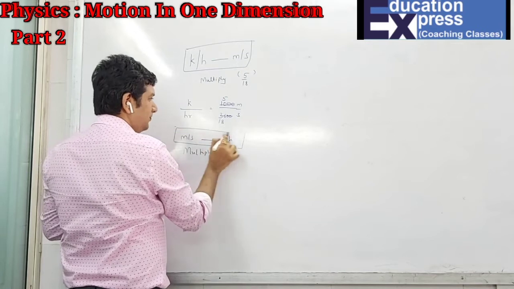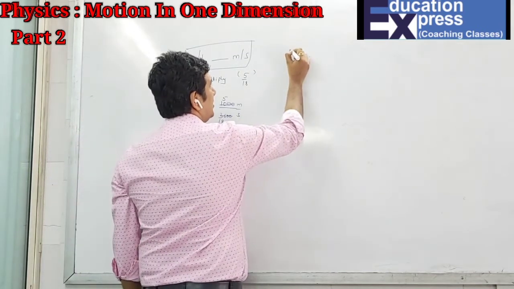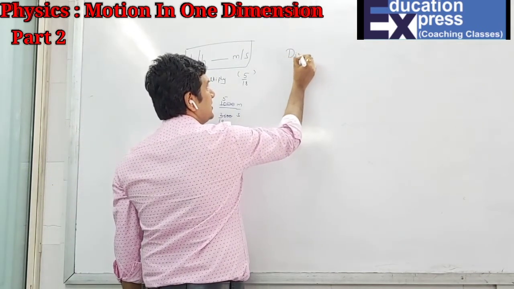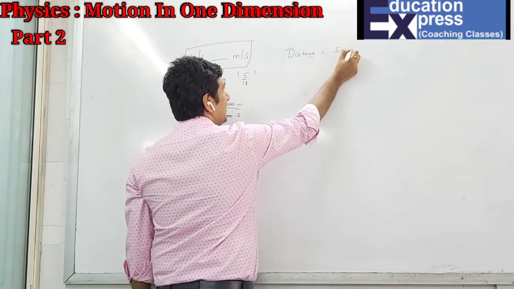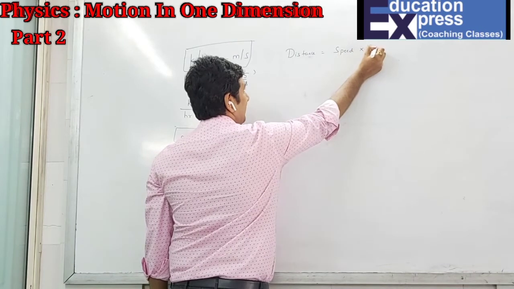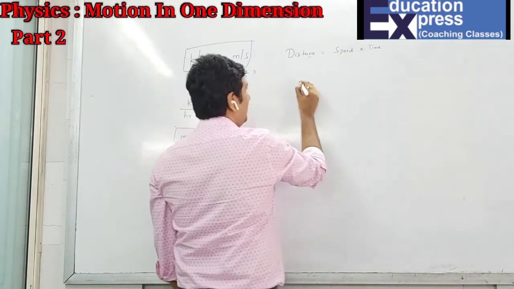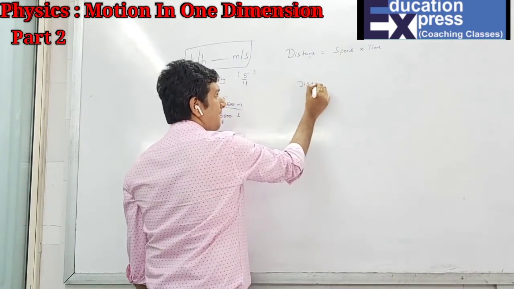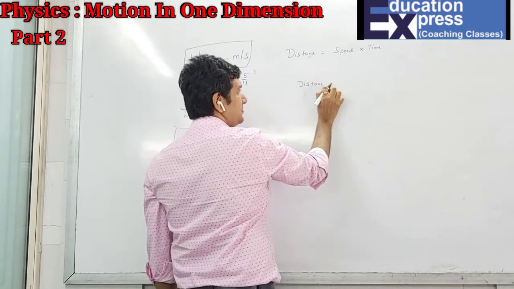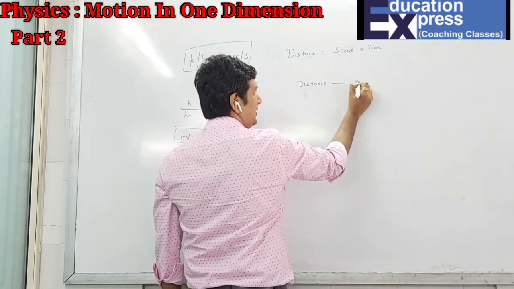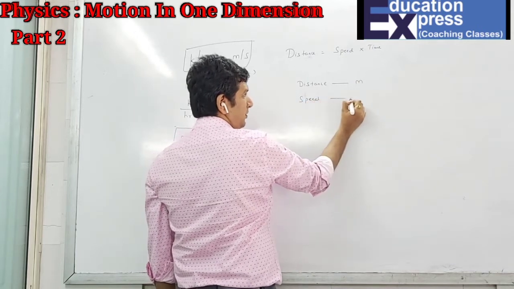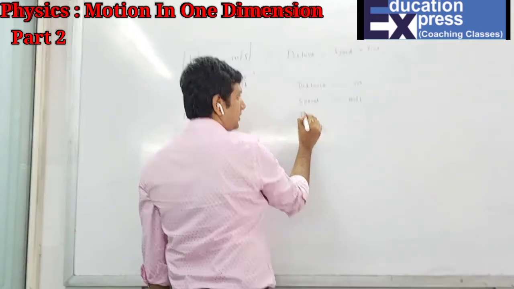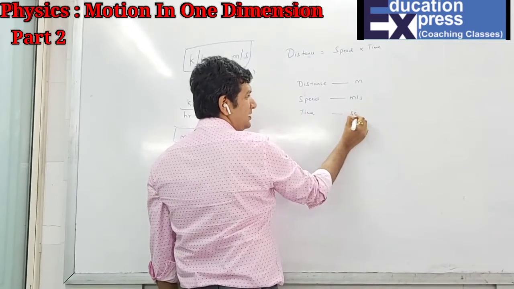Second, over here we'll do a formula which we have done earlier also, that is distance is equal to speed multiplied by time. The unit for distance will be meters, speed will be meter per second, and time will be seconds.